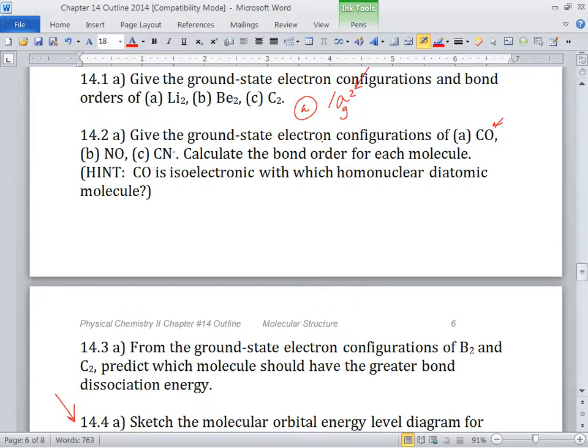This is the same thing for number 2. This is the exact same concept as the first one, just trying to find what it's isoelectronic to. So carbon monoxide will be the same as nitrogen. Carbon is 4, oxygen is 6, that's 10. Nitrogen is 5, oxygen is 6, that's 11.